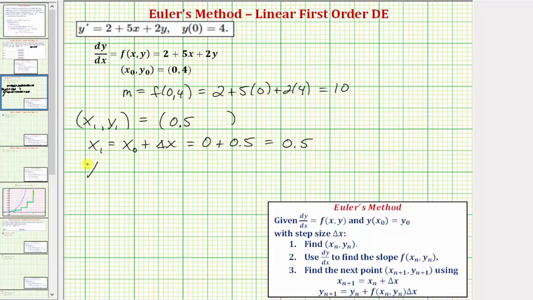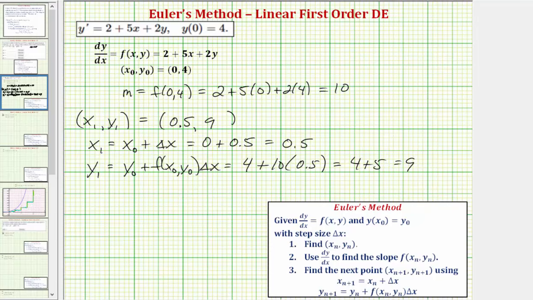Now let's find y sub 1. Y sub 1, the new y-coordinate, is equal to y sub 0 plus f of x sub 0 comma y sub 0, which we already found here, times delta x. So we'd have y sub 0 is 4, the previous y-coordinate, plus the slope at the point 0 comma 4, which is 10, times delta x, which is 0.5, which gives us 4 plus 5, which equals 9. So x sub 1 comma y sub 1 is 0.5 comma 9.